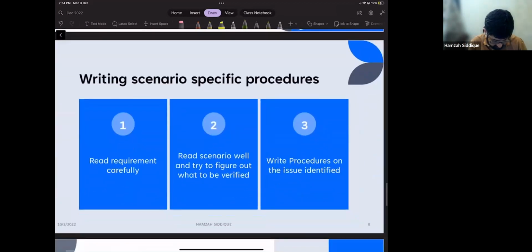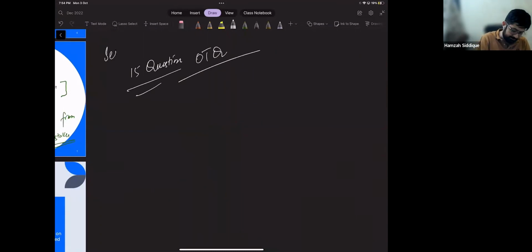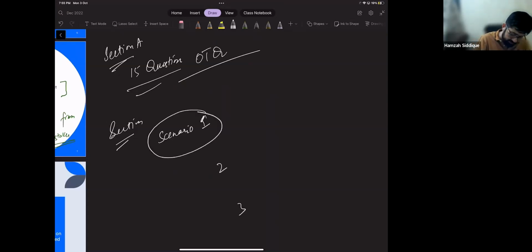Now, writing scenario specific procedures, I'll come to it. First come here. In your exam, we know that the first 15 questions are OTQs, Section A. Section B has three scenarios: scenario one, two, and three. Three scenario-based questions. Scenario one has one question on substantive tests.